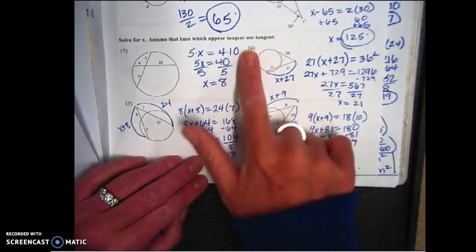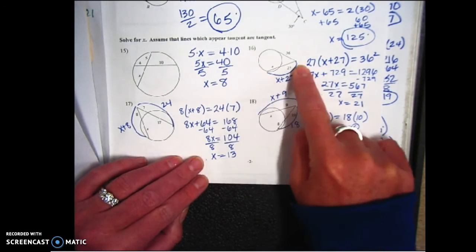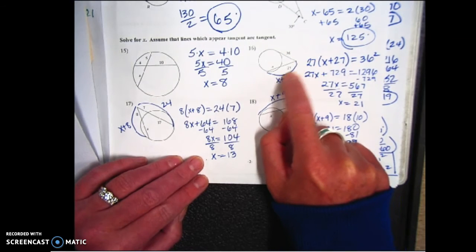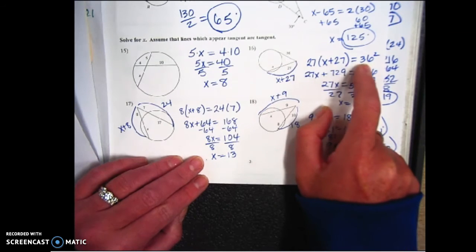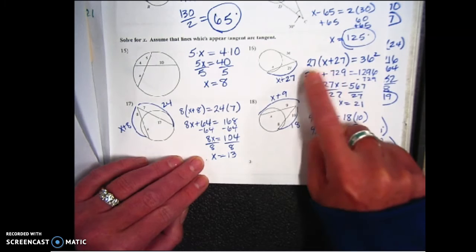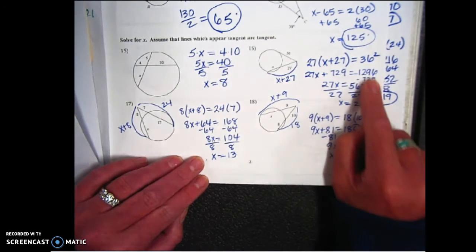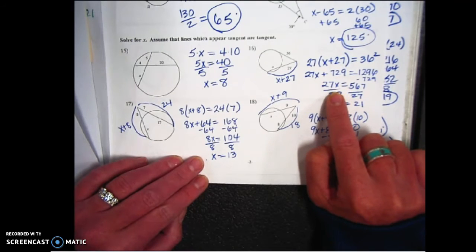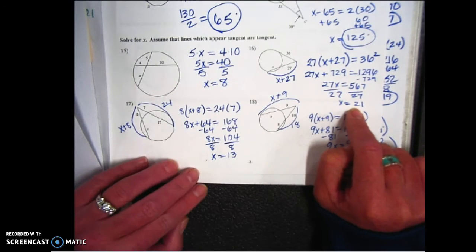8. Number 16 is the secant tangent. So you want to do the length of the whole thing times the outside. Set that equal to the tangent squared. Okay, so I distributed on the left, and on the right I squared it with my calculator. Subtract the 729 from both sides, and then divide both sides by 27, so you get x equals 21.